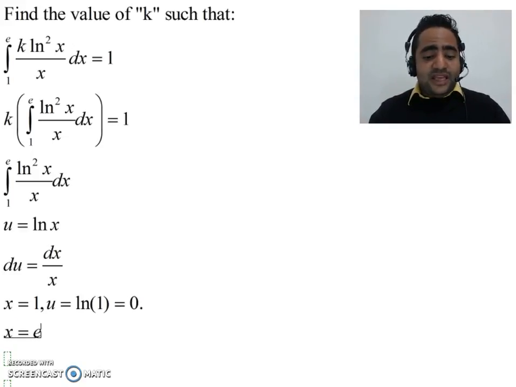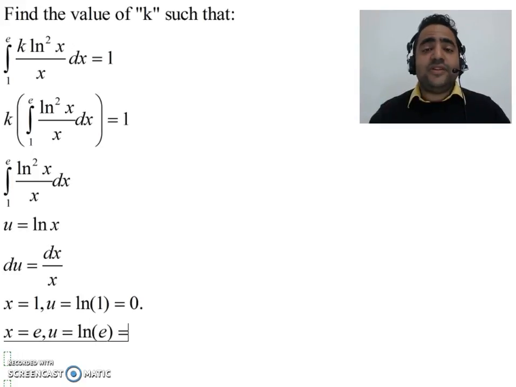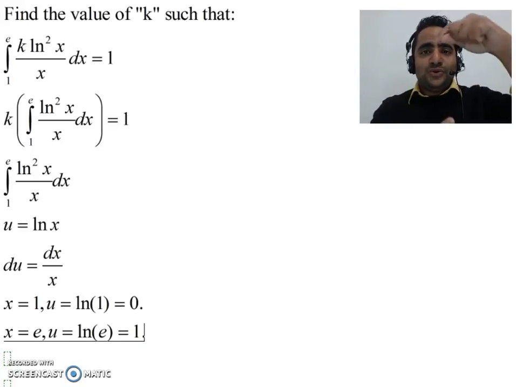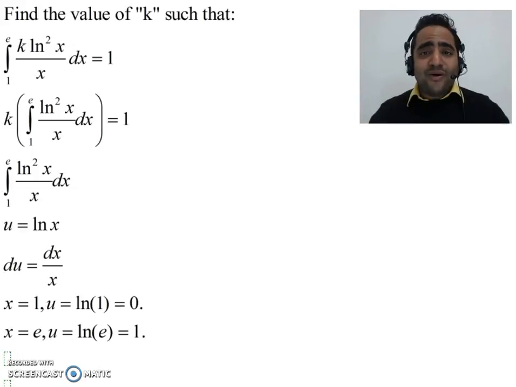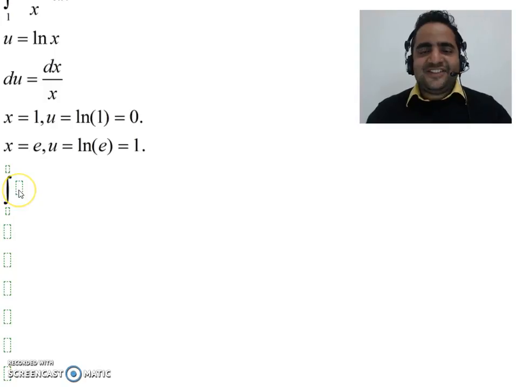If x equals e, u equals ln of e. e is precisely the base of the natural logarithm, so the answer is 1. So now we got the two new limits of the function that now has u as its integration variable. Let's go ahead and write the new integral. The new integral will have its limits 0 where there was 1 and 1 where there was e.